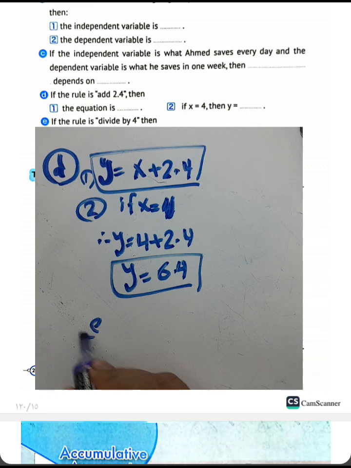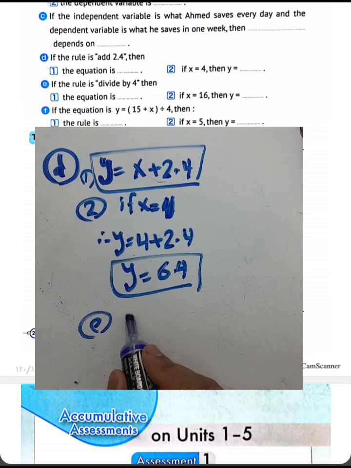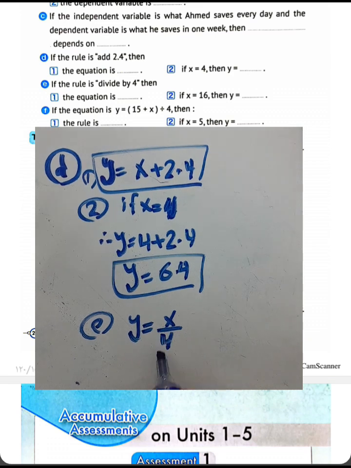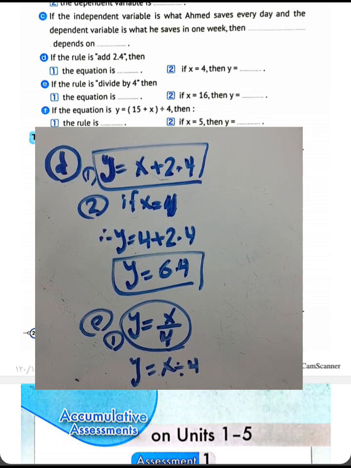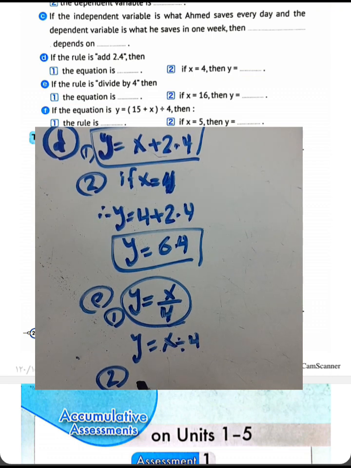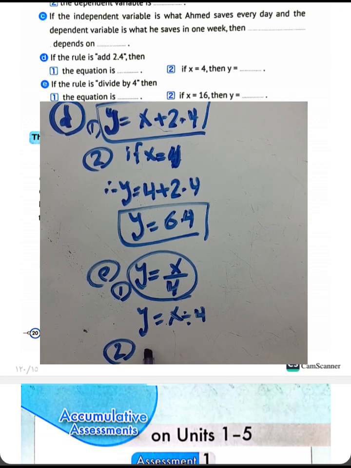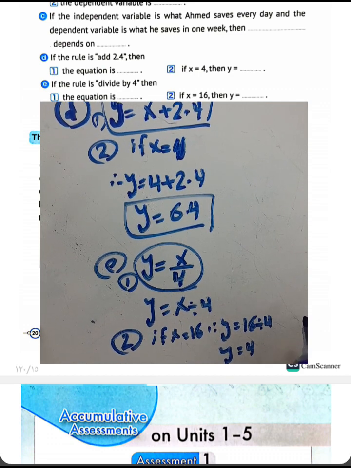Question letter E. If the rule is divided by 4, then the equation will be what? y equals x divided by 4, or x over 4. You can write y equals x over 4 or y equals x divided by 4. It was question number 1, the rule. And question number 2, if x equals 16, then y equals what? Put x equals 16. Then y will be 16 divided by 4, which equals 4.